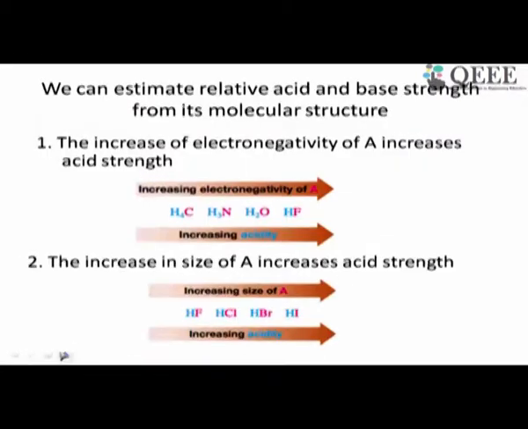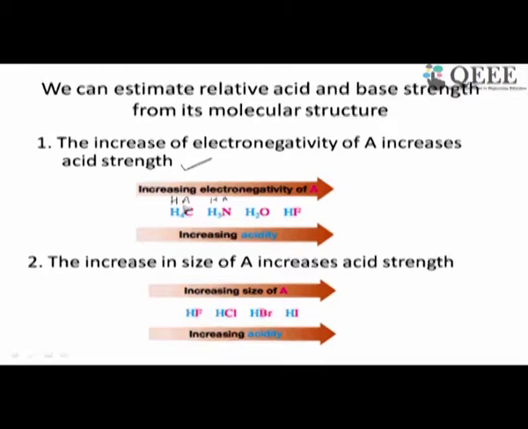Okay, we can also estimate the relative acid and base strength from the molecular structure. Ultimately that's our goal. Just by seeing the structure, we should be able to predict how they react or what species they are going to form. Here the first point is, if there is an increase in the electronegativity of A, then the acid strength increases. Here all of them you can consider as HA. So A is carbon here, nitrogen here, oxygen and fluorine. Carbon is less electronegative, nitrogen is more electronegative, oxygen is even more electronegative, and fluorine is even more so. According to this rule, if the electronegativity of A increases, acidity increases, and that's what is found in reality also.